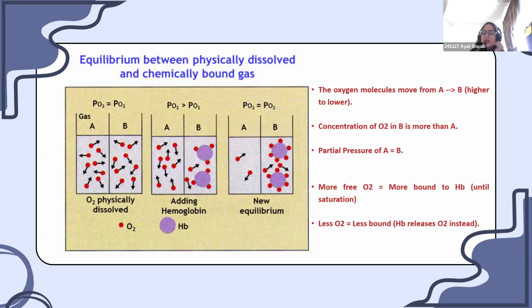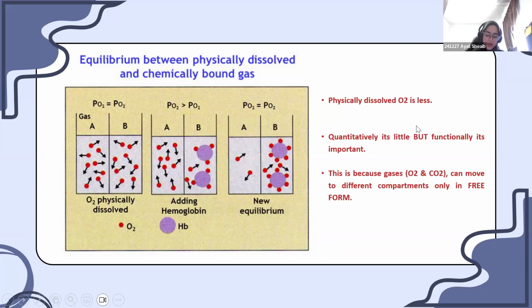So this is what we're going to take later. If you have a lot of O2, it can easily bind to hemoglobin. If you have less O2, hemoglobin releases it. We're going to take it later in a bit. Here, physically dissolved O2 is less, as you can see. Even though it's quantitatively less, it's only 2, functionally it's important.